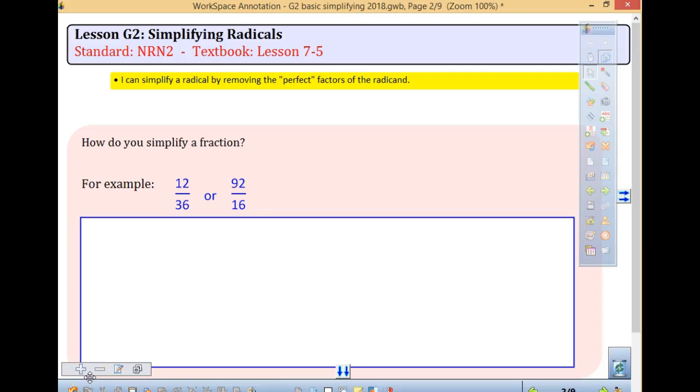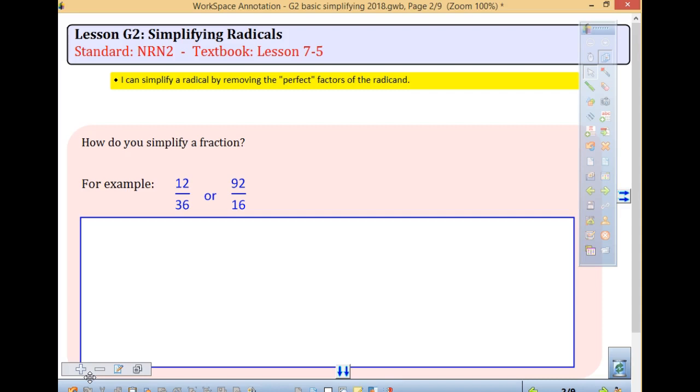Of our radicand. So I just want you to think about these two fractions. How would you simplify them? What are you looking to do if you were going to simplify? First one, what would you do? You could divide by 3. Anyone see anything other than you could divide by? Divide by 6. Could divide by 6, could divide by 12, and you're dividing each one.